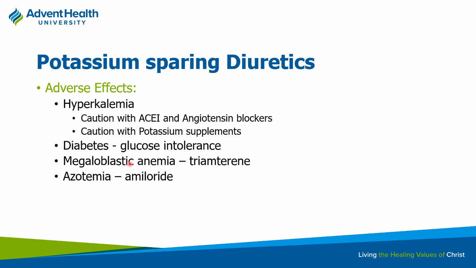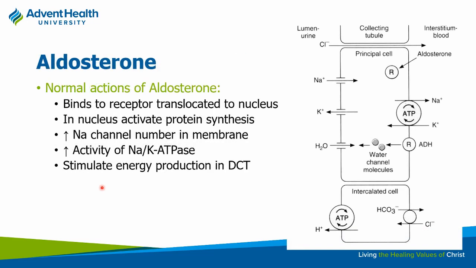Megaloblastic anemia is a rare side effect of triamterene. It's one kind of a unique thing there, and azotemia is a little bit more common with amiloride. So some idiosyncrasies of those two. Now, more importantly, I think is going to be this aldosterone antagonist. Yes, ma'am. So, you were told that if you're giving someone a diuretic and you want to give them something with potassium, is that true in all cases except for this one, potassium-sparing diuretic?